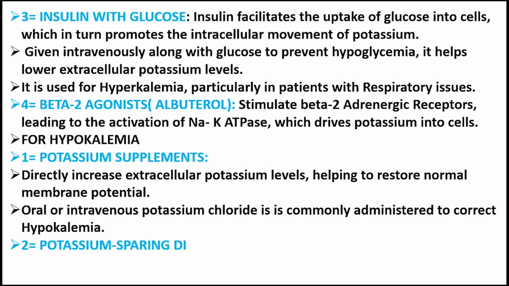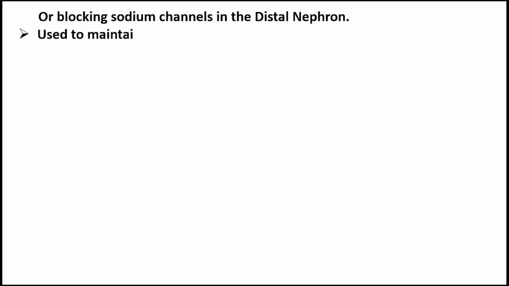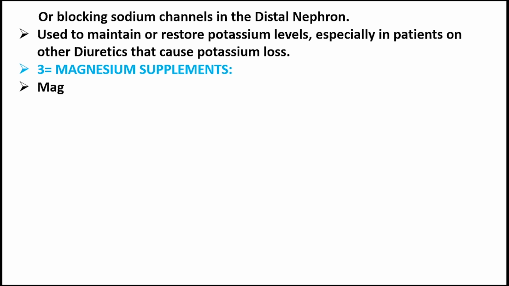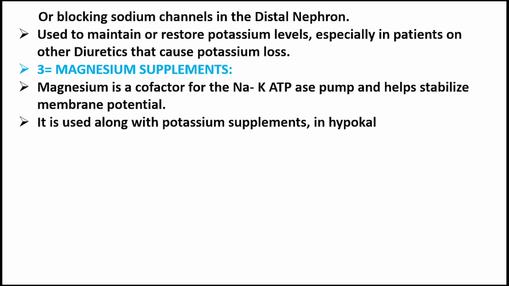2: potassium-sparing diuretics, e.g., spironolactone, amiloride. Prevents potassium loss in the kidneys by inhibiting the action of aldosterone or blocking sodium channels in the distal nephron. Used to maintain or restore potassium levels, especially in patients on other diuretics that cause potassium loss. 3: magnesium supplements. Magnesium is a cofactor for the sodium-potassium ATPase pump and helps stabilize membrane potential. It is used along with potassium supplements in hypokalemia.